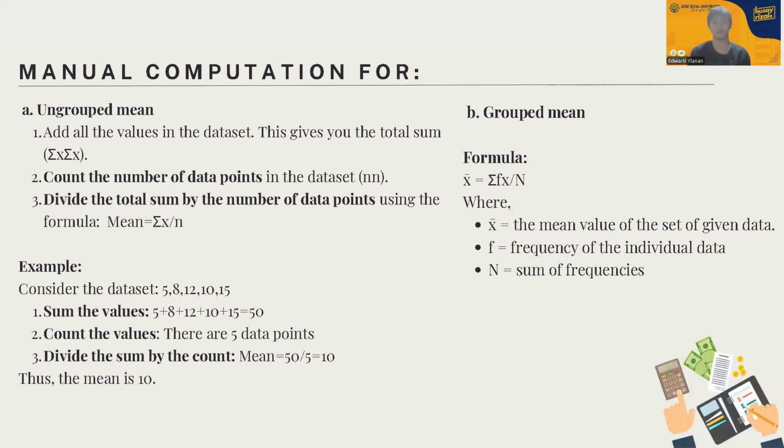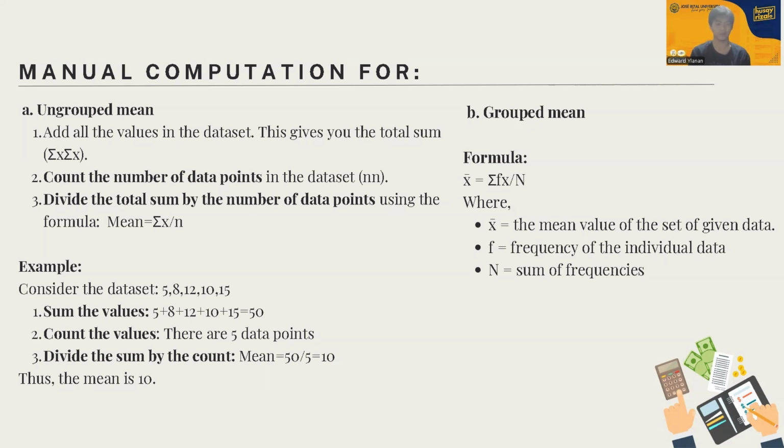Manual computation for ungrouped mean. First, add all the values in the dataset, and this gives you the total sum. Second, count the number of data points in the dataset. Third, divide the total sum by the number of data points using the formula summation of x over n.